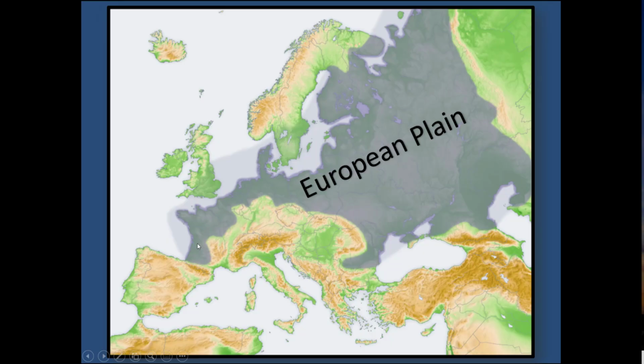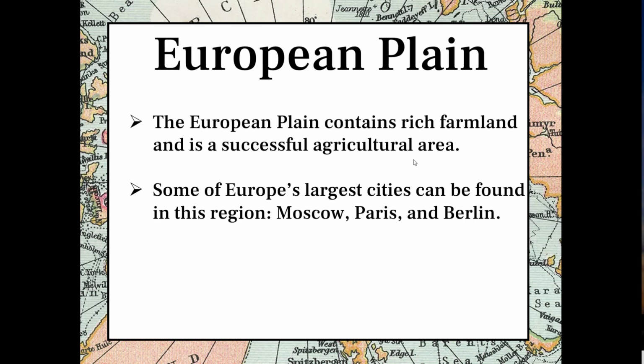So in this drawing, you can see everything that is gray here is the European plain. So it starts over here in France along the Atlantic Ocean, and it does not go all the way across because it's not including areas that are mountainous. So it kind of curves around the mountains here, and then it spreads all the way over to the Ural Mountains. Now the European plain has a lot of farmland, and it is a very successful agricultural area. And some of the largest cities can be found there: Moscow, Paris, and Berlin.